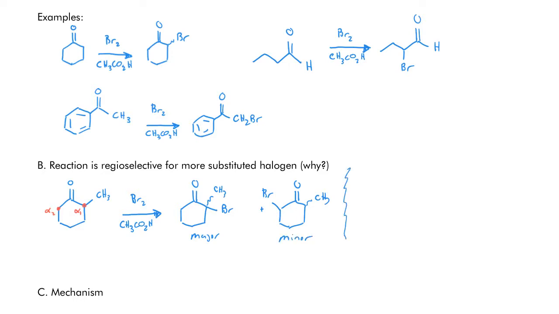So as you can see from the results of this experiment, and I can tell you several others, it turns out that the halogen goes to the more substituted side when there are two different alpha positions of differing substitution. And a really good question to ask is, well, why is that? So let's take a look at the enol intermediates that form during the mechanism.